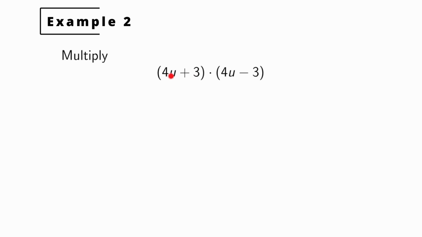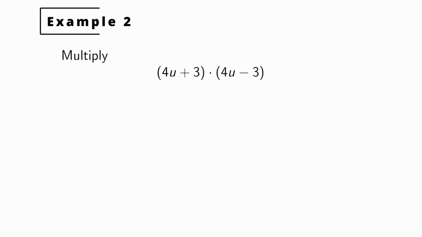In this second example, we have a product of two binomials, but unlike in the first one, each binomial has almost the same two terms. We have 4u plus 3, and over here we have 4u minus 3. When you have binomials where the only difference is that one of the terms has a different sign, we call these two binomials conjugates. To multiply them together, let's just do it, and then you'll see an interesting thing happen.